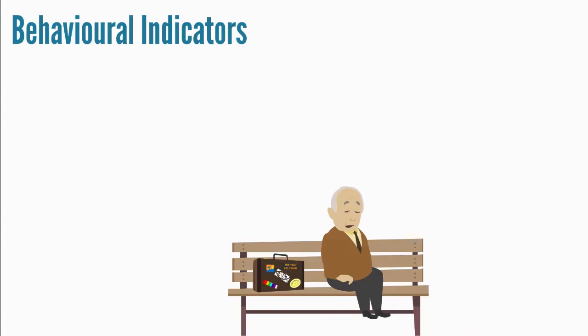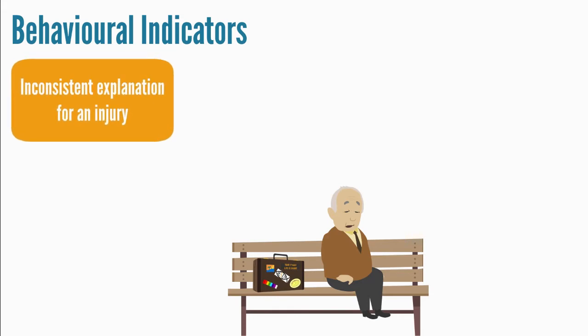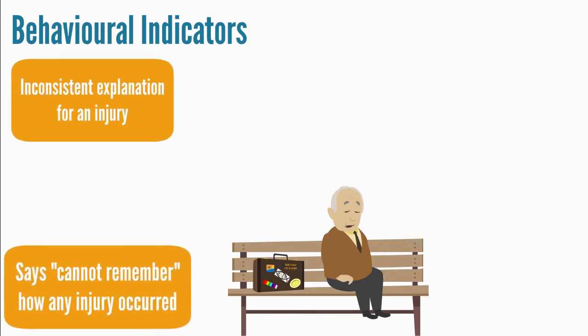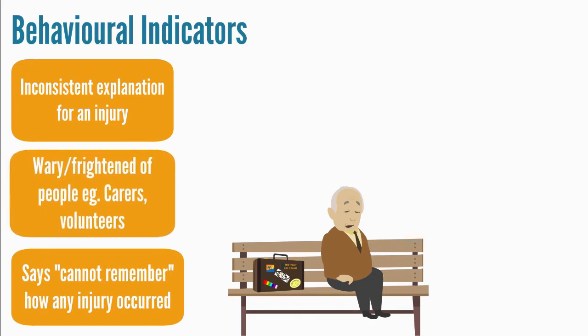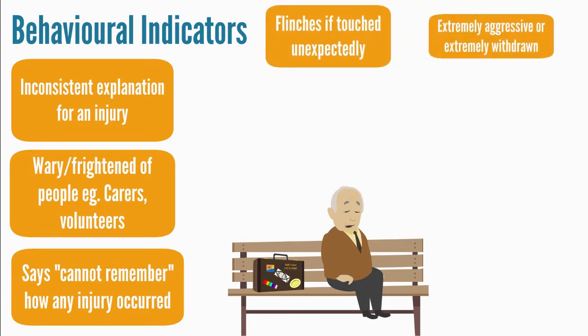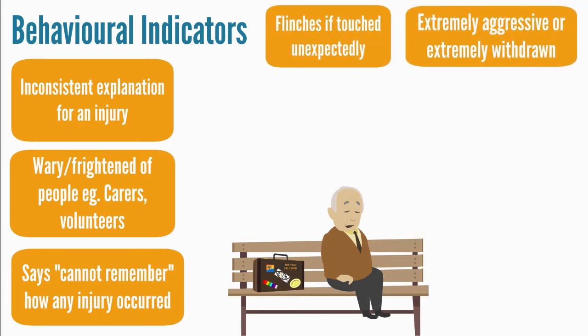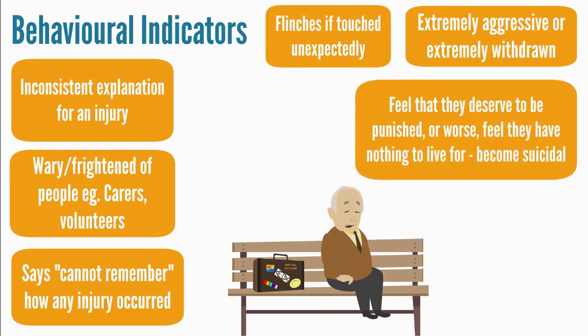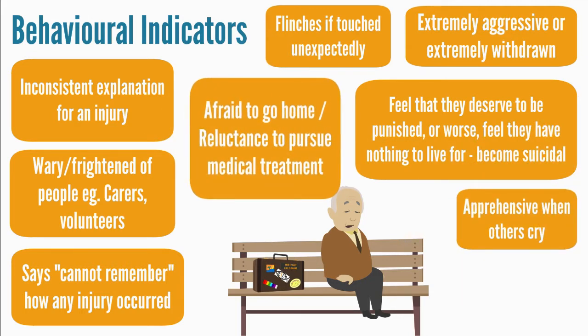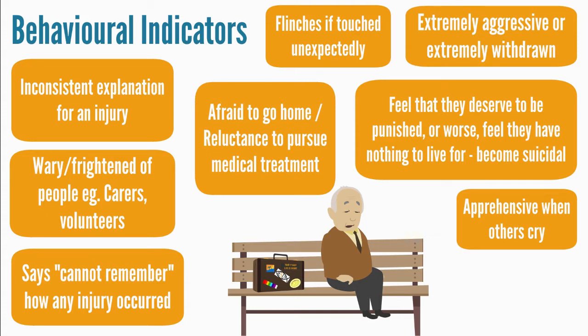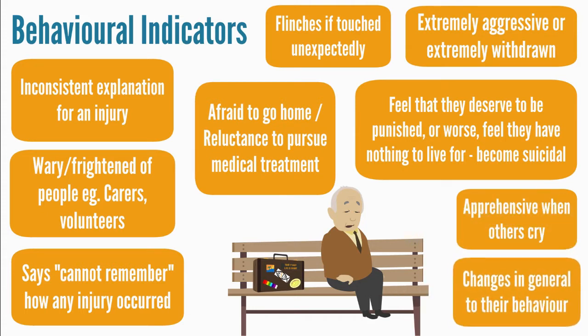Behavioural indicators can be an inconsistent explanation for an injury, says they cannot remember how an injury occurred, wary or frightened of people, i.e. carers, volunteers, flinches if touched unexpectedly, extremely aggressive or extremely withdrawn, feel that they deserve to be punished, or worse, feel they have nothing to live for, become suicidal, apprehensive when others cry, afraid to go home, reluctance to pursue medical treatment, and changes in general to their behaviour.